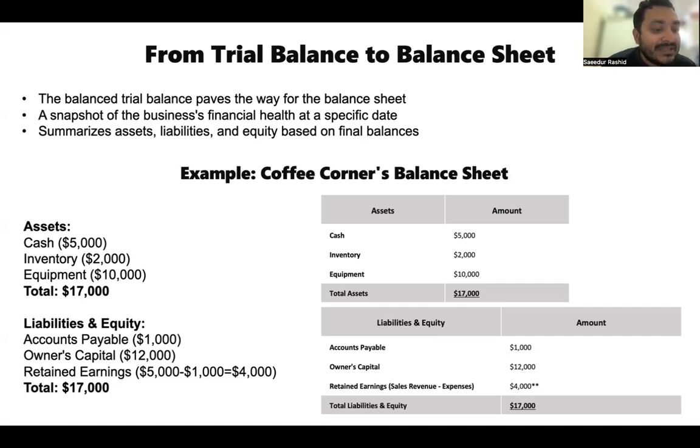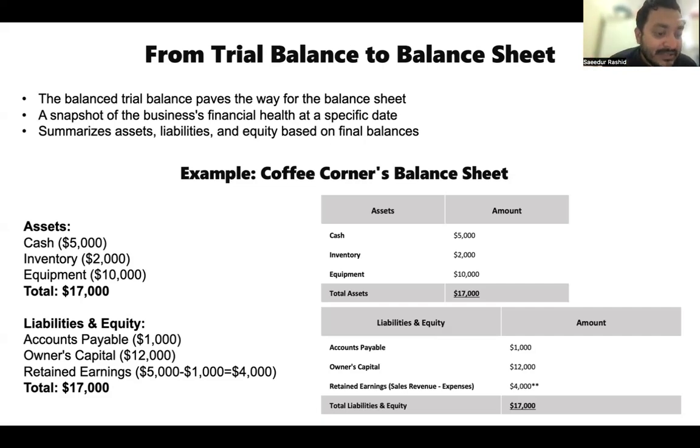So first of all, extracting account balances. We use ending balances, debit or credit, from each account in the trial balance. Now, number two is categorizing accounts. It categorizes these balances into three main sections: assets, liabilities, and equity. Assets go on one side, and liabilities and equity are combined on the other side.